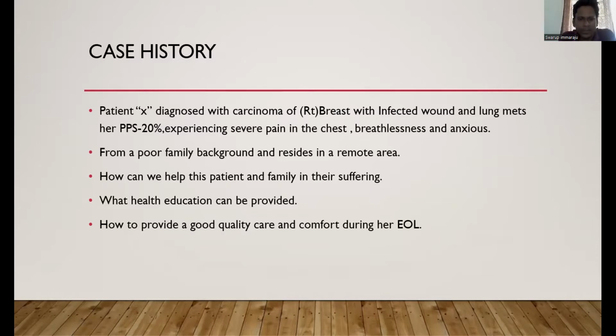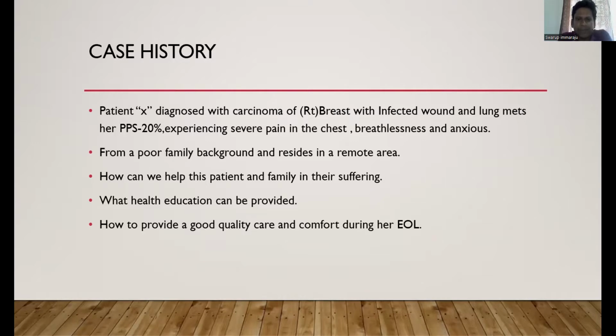The patient named X is diagnosed with carcinoma of the right breast with an infected wound, and she also developed lung metastasis. The disease from the breast has spread to the lungs, and her palliative performance score is 20%. She is experiencing severe pain in the chest, breathlessness, as well as anxiety. So in the first point itself, we have a lot of information about the patient's present status. These are all the physical issues, we can say.